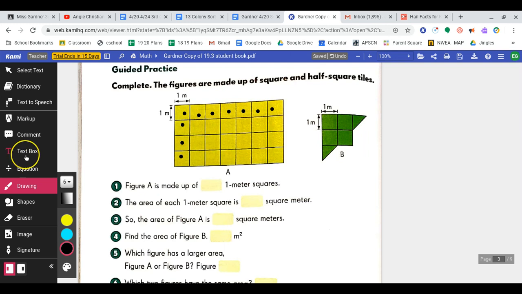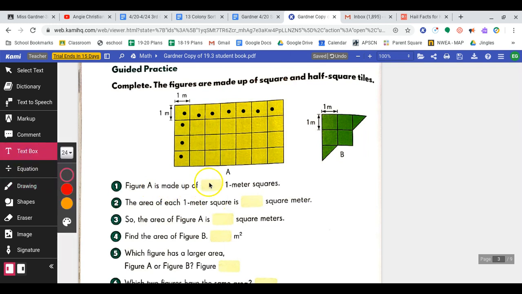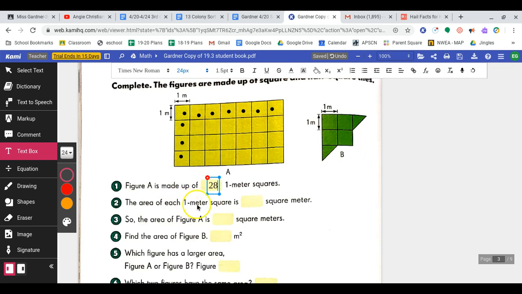So we're going to write that figure A is made up of 28 1-meter squares. What is the area of just this 1 meter square? It's 1 square meter, because 1 times 1 is 1. So if we have 28 squares times 1 square meter, it's a total of 28 square meters for the whole rectangle. Now let's move on to figure B.